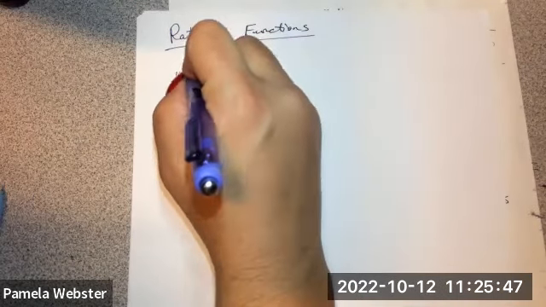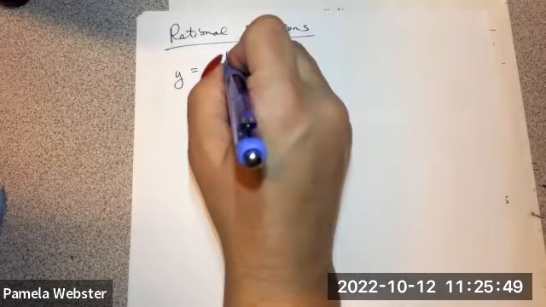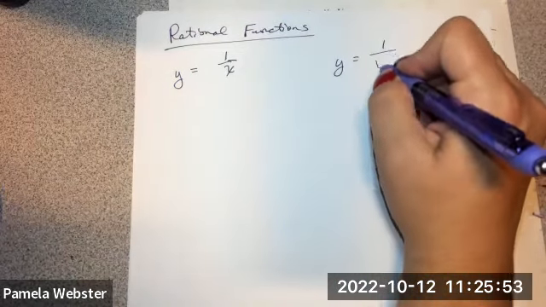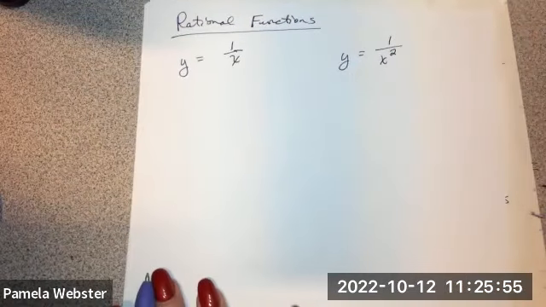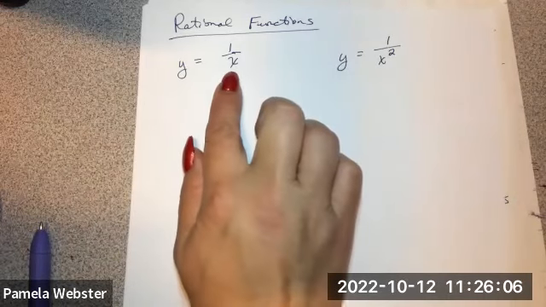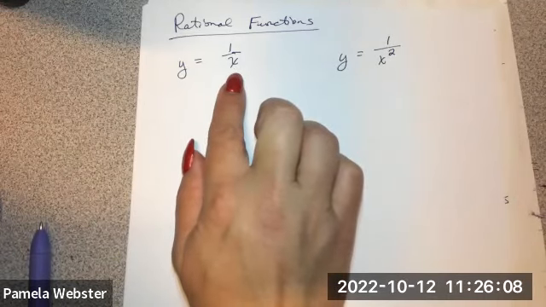When I have these two parent functions, one is y equals 1 over x, and the other one is y equals 1 over x squared, okay? These two guys right here, when you see them, you go, hey, that's not a polynomial, and I know it's not a polynomial because the x is on the bottom, and remember that I can only have whole number exponents.